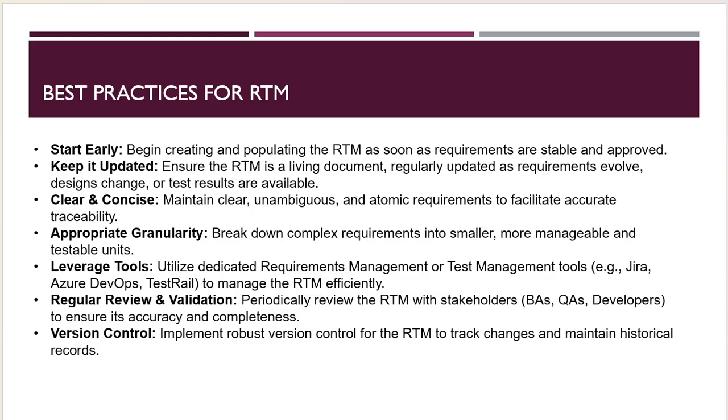Keep it updated. If there is a change or enhancement in the requirement, or if we prioritize the requirement, that should be updated in the RTM. It is a living document, regularly updated as requirements evolve, design changes, and testing results become available. Keep it clear and concise: maintain clear, unambiguous and atomic requirements to facilitate accurate traceability. It should be tracked and updated when the status of a requirement changes. So that should be there.